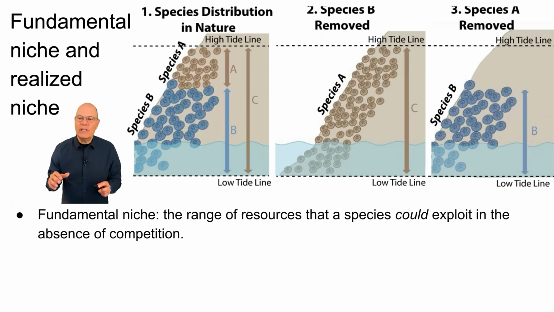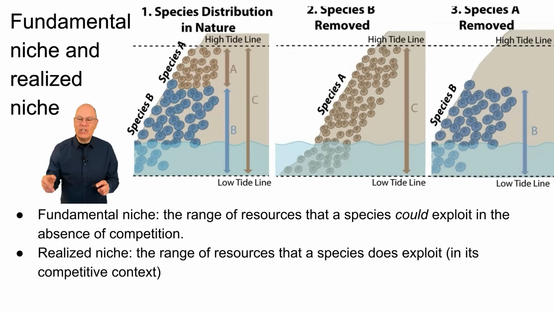A fundamental niche is the range of resources that a species could exploit in the absence of competition. A realized niche is the range of resources that a species actually does exploit in the competitive context in which it lives. An interesting natural history study was done in the intertidal zone involving 2 species of barnacles. That's a kind of crustacean that lives on the rocks of the intertidal zone.